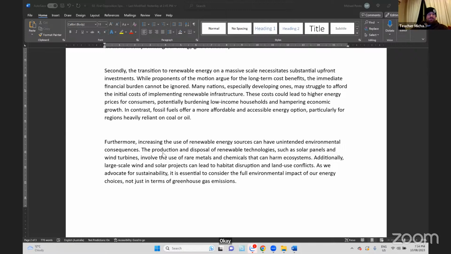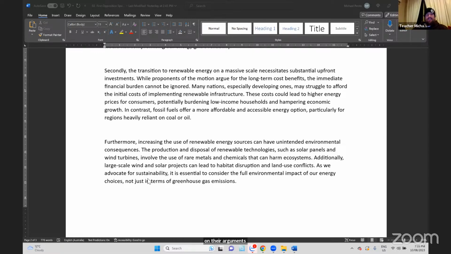So we go on to provide evidence and an explanation of our arguments. The production and disposal of renewable technologies involves the use of rare metals and chemicals that can harm ecosystems. Additionally, large-scale wind and solar can lead to habitat disruption and land use conflict. So we're giving more reasons as to why their arguments aren't quite as good as they're making them out to be. We're constantly trying to find those holes and pick on their arguments.